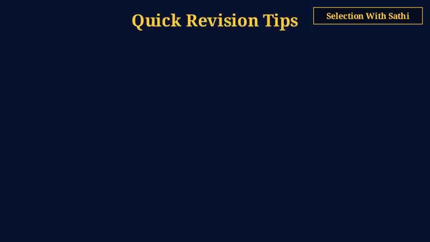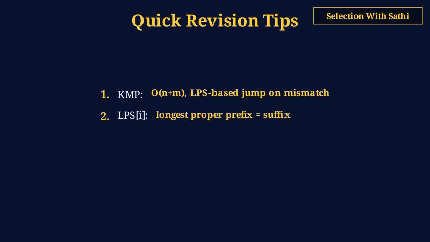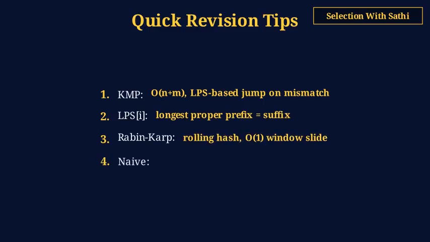Quick exam tips. First, KMP is O of n plus m because the text pointer never moves backward. Naive is O of n times m in the worst case. Second, the LPS array is the heart of KMP. LPS of j-1 tells you exactly where to resume matching after a mismatch at position j.